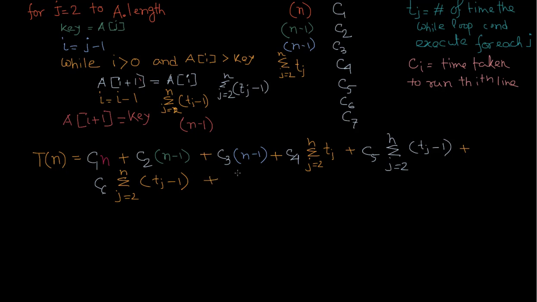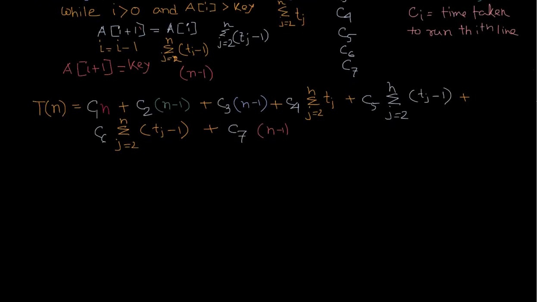Plus c7 into n minus 1, correct? So this is n minus 1. So this will be my total cost over here. Now if you see it over here, if I just simplify it, this will totally depend on tj, about how it will be, linear or non-linear. So for that, let me show you what I mean by that.